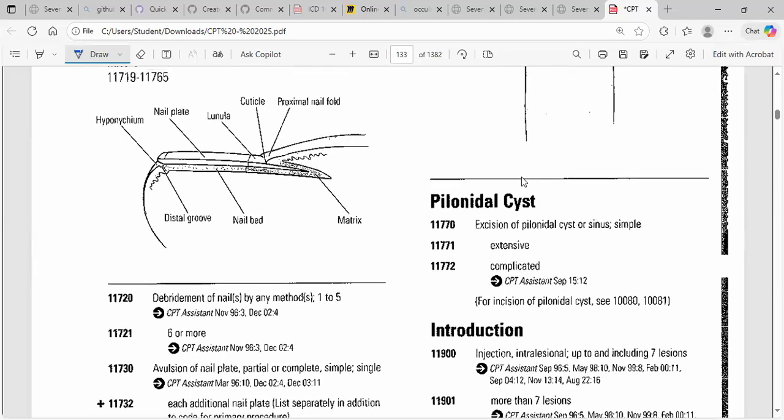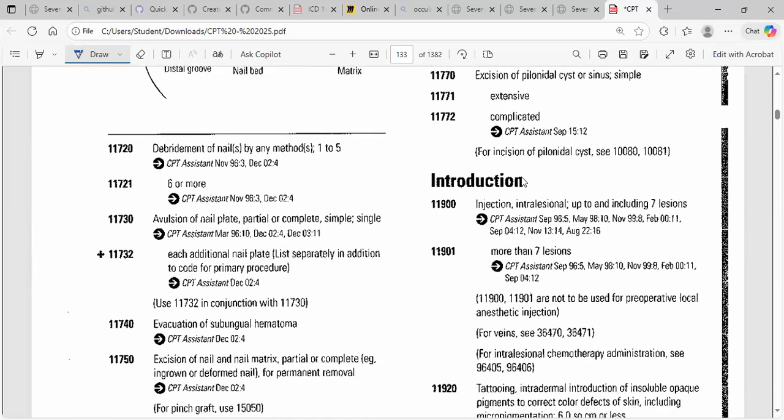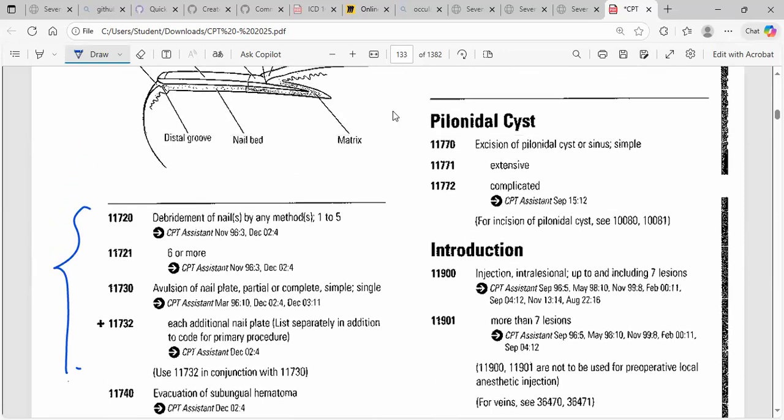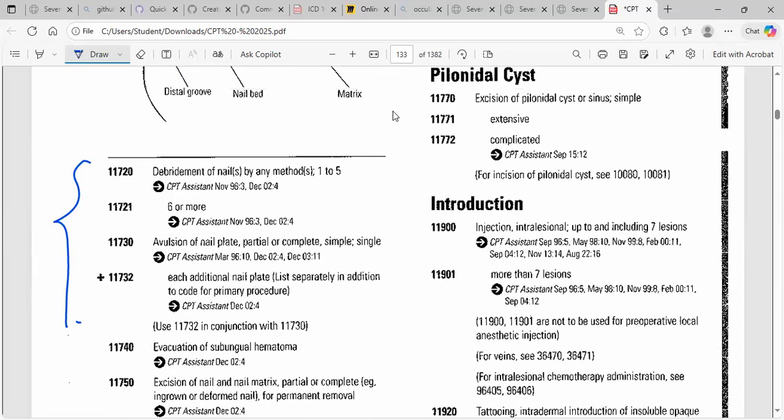So after the excision, we have the debridement here. Debridement of nails. We have all codes related to the nails here. When the doctor is doing the debridement of the nails, our code should be 11720 for 1 to 5 nails and 11721 for 6 or more. So if the debridement has been completed on 3 nails, we are going to consider the code 11720. If it is 6 or more, then we are going to code 11721.